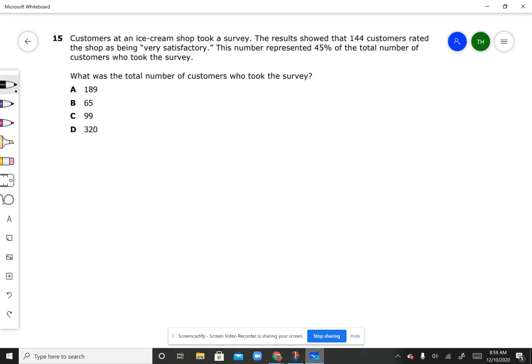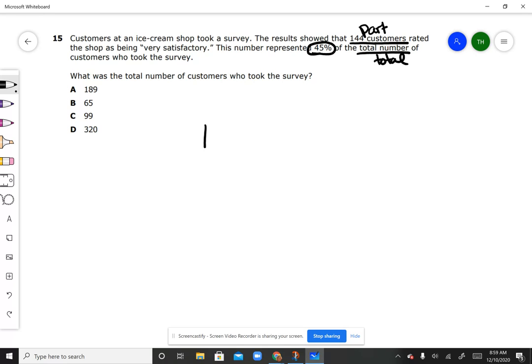Okay, so customers at an ice cream shop took a survey. The results showed that 144 customers rated the shop as being very satisfactory. This number represents 45% of the total. So we know the total number is here, which means our 144 customers would only be part of the total. We don't know our total number.